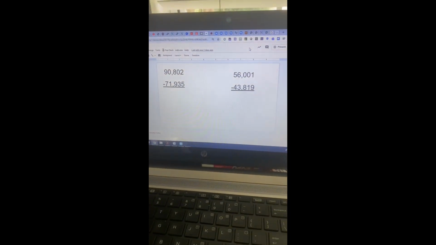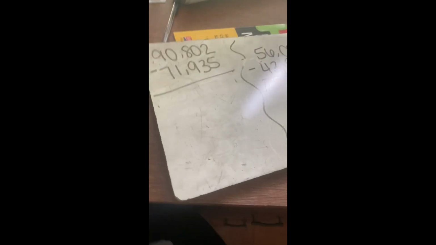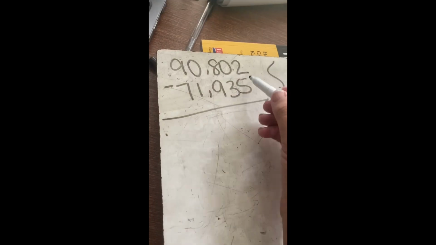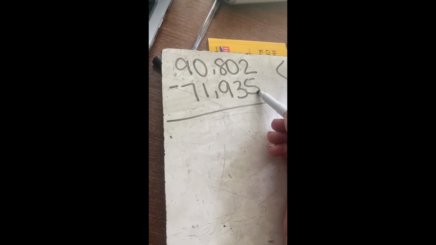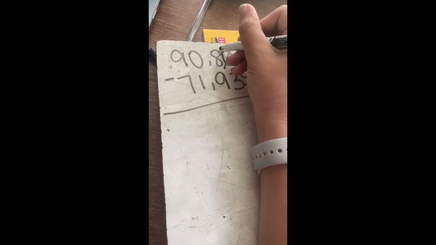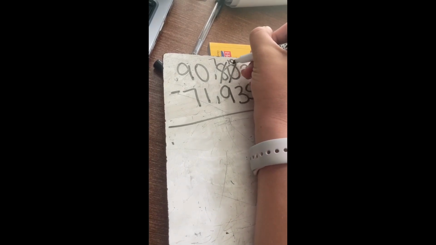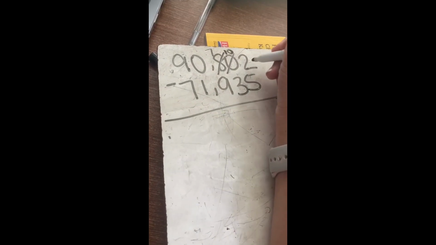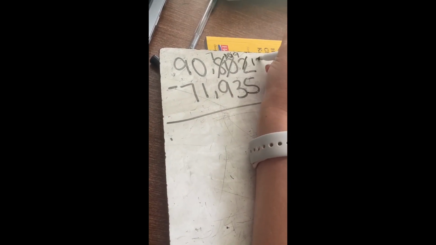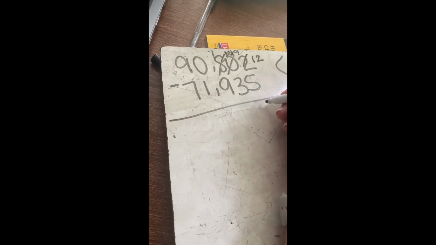All right, looking at our next two problems, boys and girls. I've already written them down on the board for us. So 90,802 minus 71,935. 2 minus 5. Can't do it, so I go next door. They can't help me, so they go next door. This becomes 700. They give me 100, which is 10 tens. Still, I can't do 10 minus 5, so this becomes 9 tens, and they give me 10. 12 ones. 12 minus 5 is 7.